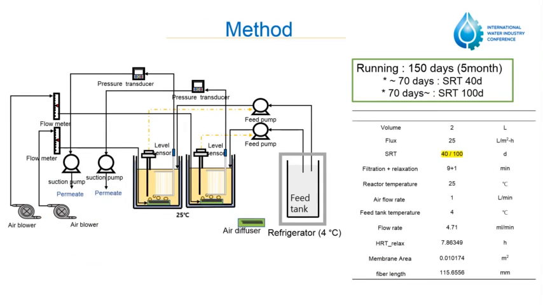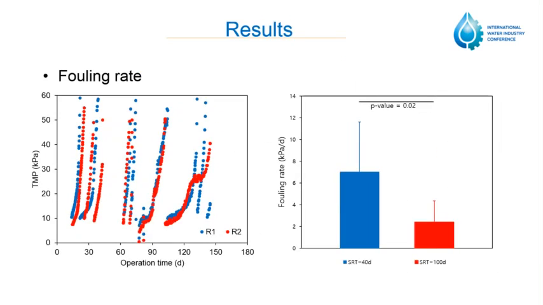This is the figure of my experiment. The experiment was conducted for a total of 150 days with two identical MBRs. During the first 70 days, the MBR was operated at an SRT of 40 days and then switched to an SRT of 100 days. This is the fouling rate of the MBR.